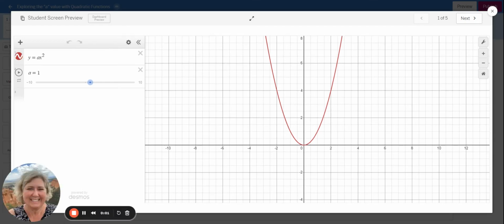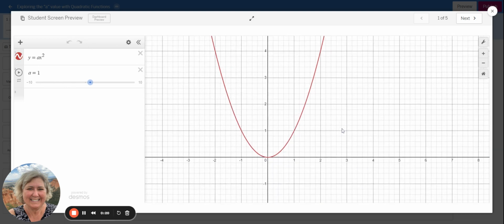All right. So I was playing around with the A value for quadratic functions, and I wanted to see how I could graph using the A value. And so I did some experimentation. I started with A equals 1, and I noticed from the vertex, I went up 1 over 1.